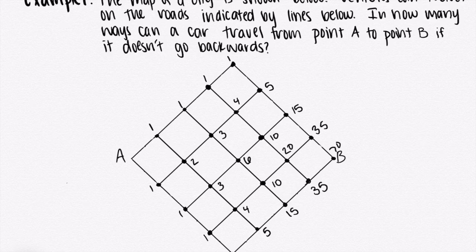And so after filling out all of those numbers, we can find that at the intersection where point B is located, the car can take 70 different ways to go there, which means that the number of ways that the car can travel from point A to point B is 70.